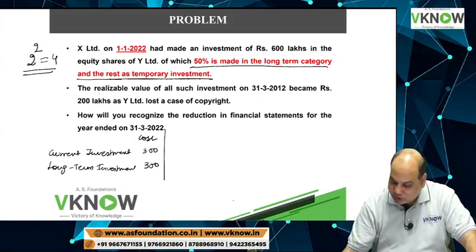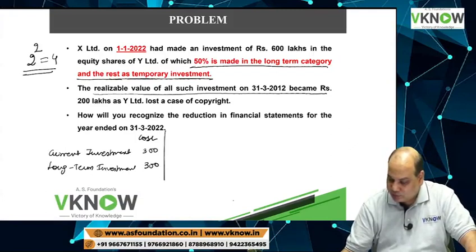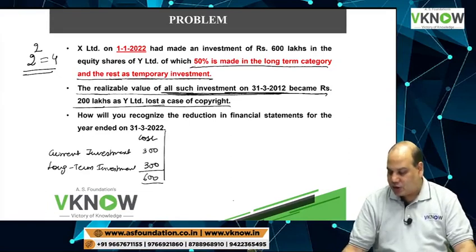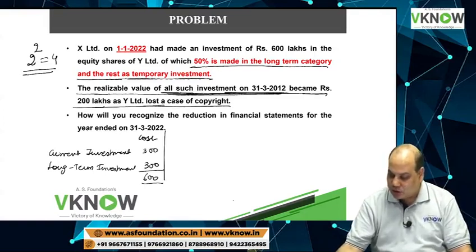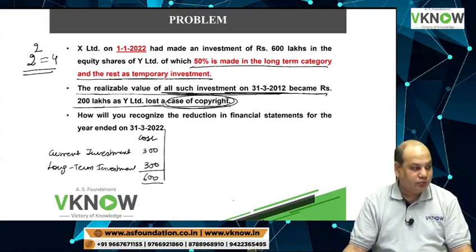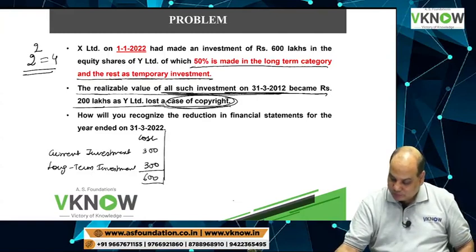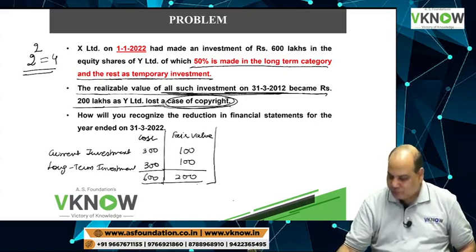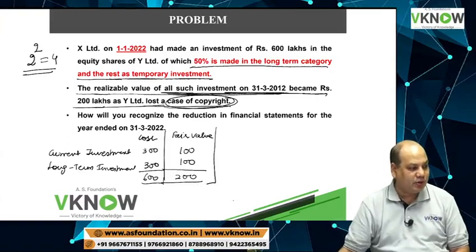The realizable value of all such investment on 31st March became 200 lakhs as a case of copyright is lost. Oh my god, case of copyright is lost. What is copyright? Please answer. So if the case is lost, the fair value of all investment is now 200. So this is how the fair value has become now.